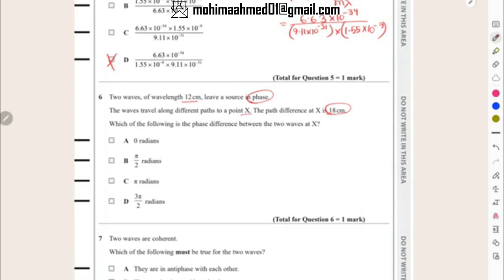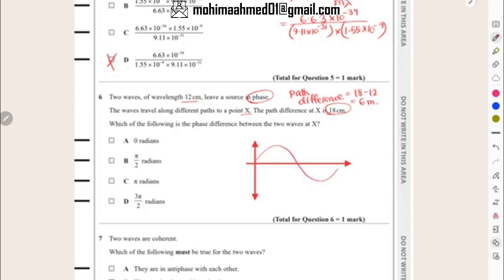You first find the path difference between these positions. For example, when they meet at point X, the value was 18 and the value for one complete wavelength was 12. So let's find the path difference. That is 18 minus 12, which is 6 centimeters, right? So now you draw one diagram for one complete wave. Remember, for one complete wave the wavelength was 12 centimeters, and from your calculation you got the path difference to be 6 centimeters.